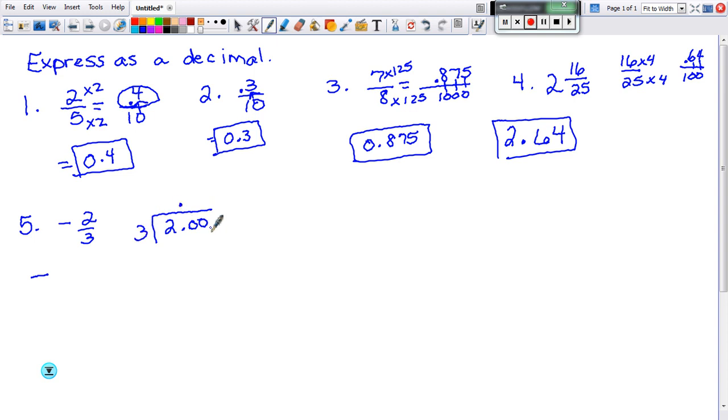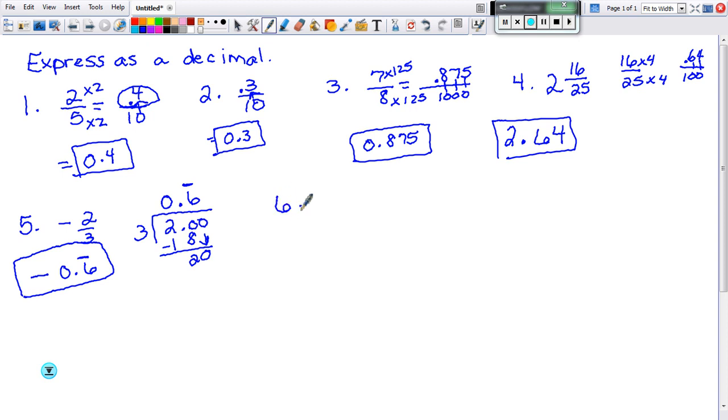Okay. 3 doesn't go into 2. 3 goes into 20 6 times. 6 times 3 is 18. Subtract. You bring down your next number, 0. You got 20 again, so this is going to repeat. So 0.6 repeating. Whatever repeats gets a repeating bar, and that one's done.